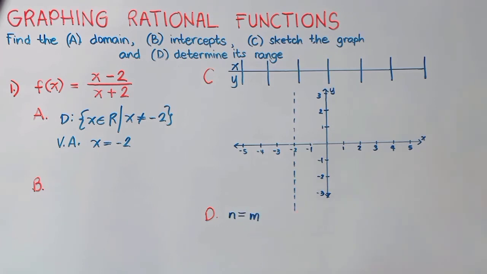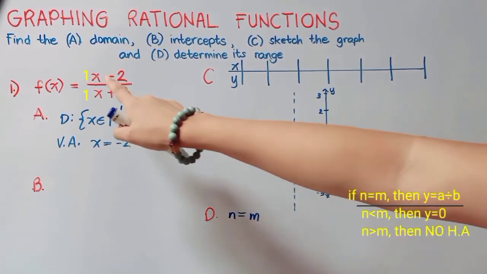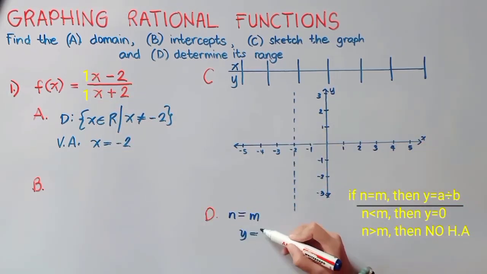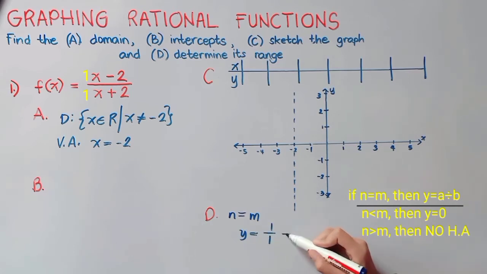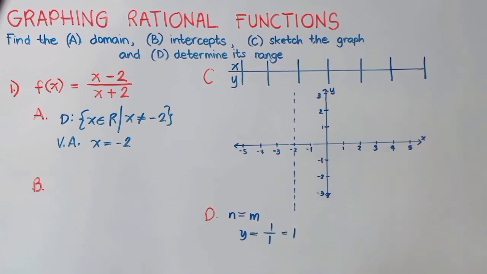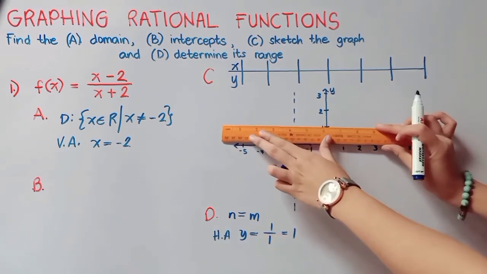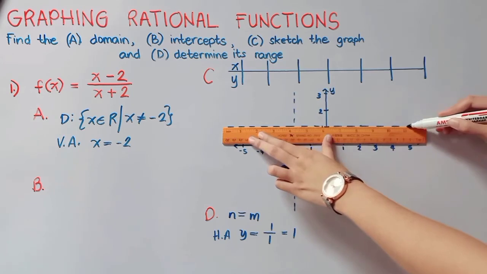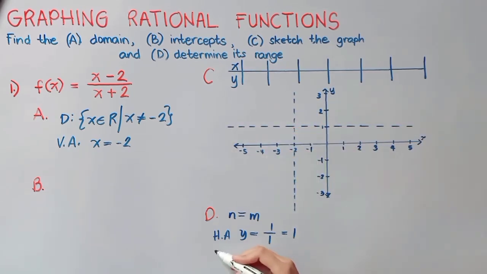Therefore, n is equal to m, where n is the degree of the numerator and m is the degree of the denominator. If both degrees are equal, we will just divide our leading coefficients. So y is equal to 1 over 1, which is equal to 1. Therefore, this is the line of our horizontal asymptote. This is where we will pattern our range. So our range here is y is an element of real numbers such that y is not equal to 1.